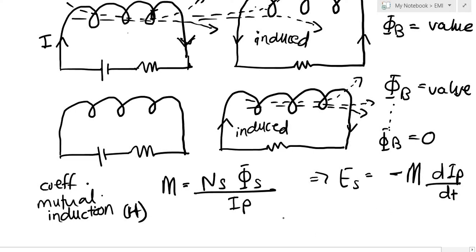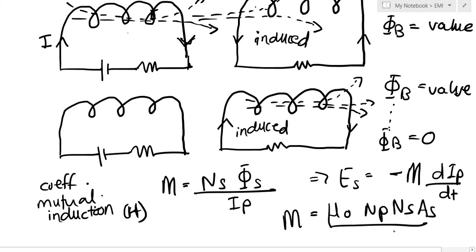But then what does M depend on? You can make a substitution for phi s. You get mu naught N_P N_S A_S by L_P. If you don't understand what I did, you can just make a substitution in the place of phi s, which is NBA, and then substitute for B. You end up here. It's similar to self-induction.